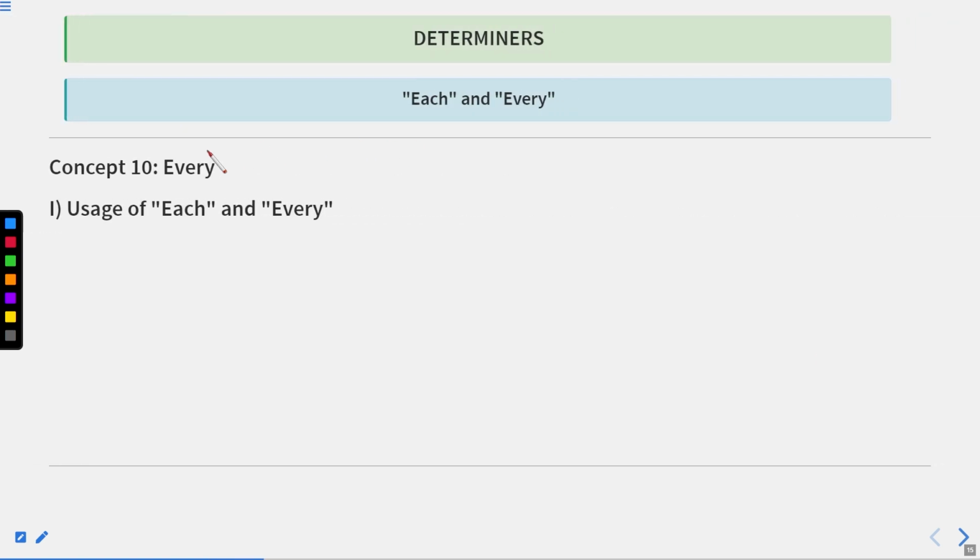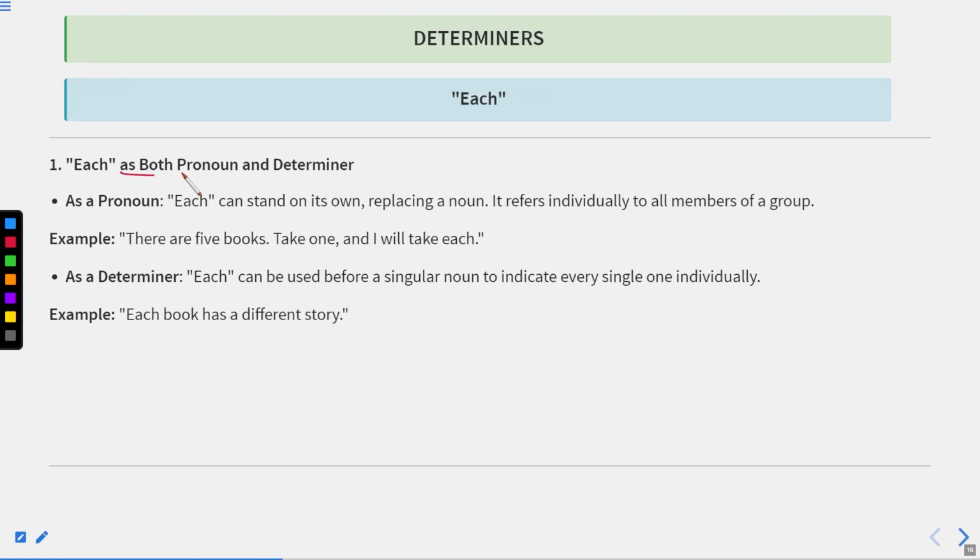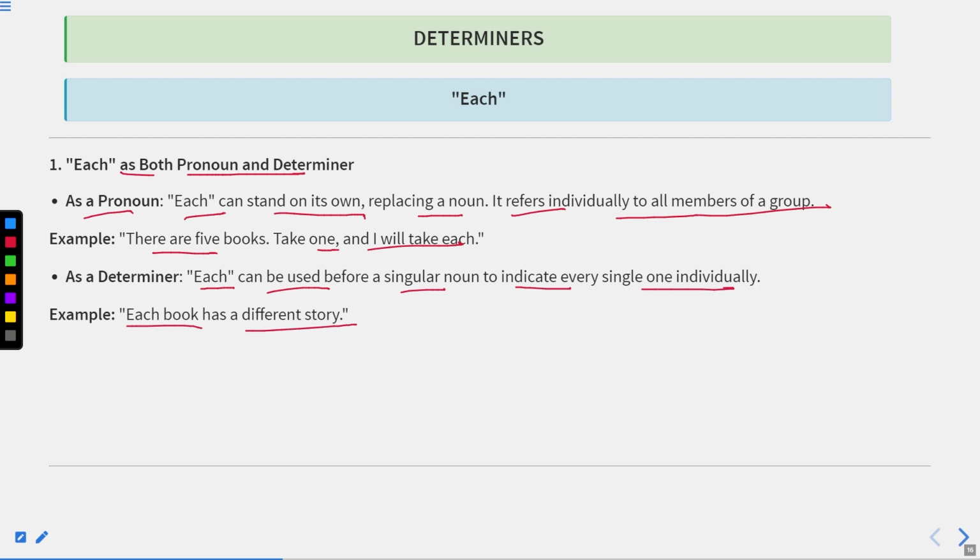Now let us move to the next one. Here we'll discuss the word every, and the usage of each and every in this part. Each as both pronoun and determiner. As a pronoun, each can stand on its own, replacing a noun. It refers individually to all members of a group. For example, there are 5 books, take one and I will take each. As a determiner, each can be used before a singular noun to indicate every single one individually. Each book has a different story.